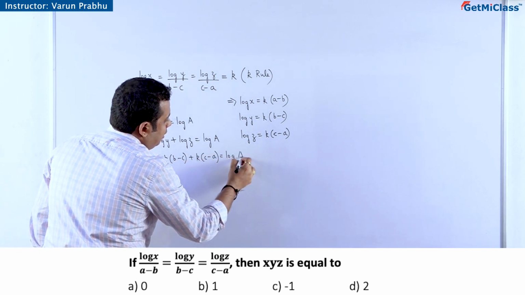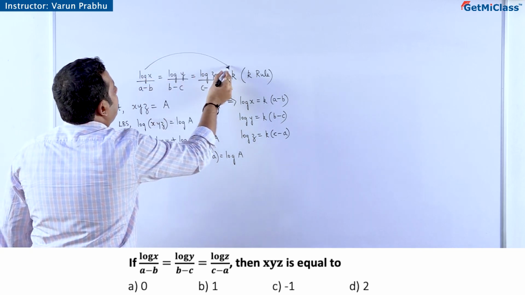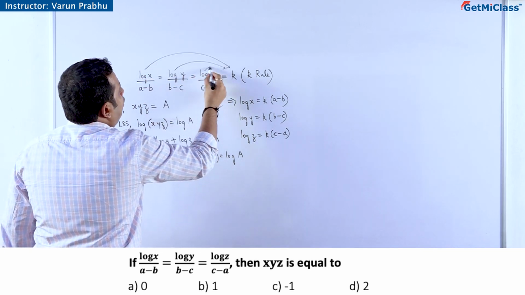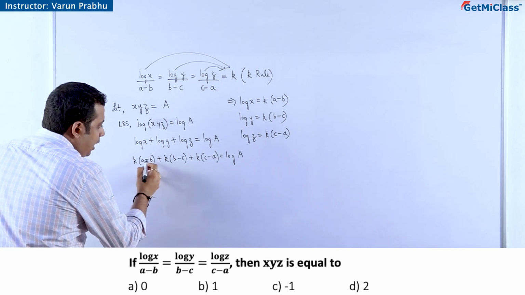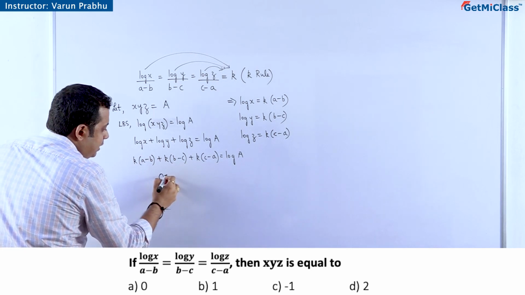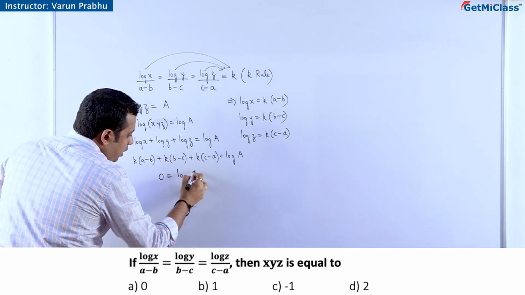Simple stuff over here. What are we trying to do? We are trying to equate it to individual values. That is the importance of K rule. Is it okay? So if you can see here, this part Ka and minus Ka will get cancelled. 0 is equal to log A.